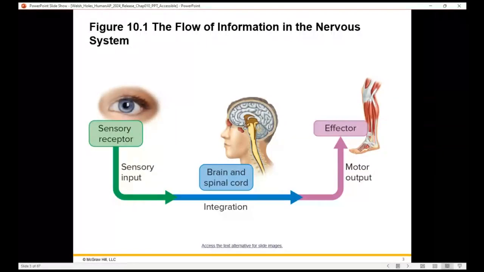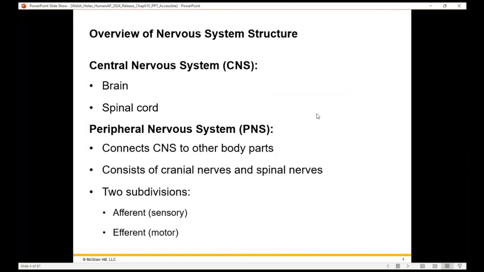This shows the flow of information in the nervous system from sensory input to the brain and spinal cord for integration, and then motor output to what we call the effector, which is the thing that does something. We divide the nervous system into the central and peripheral nervous system to begin with. The central nervous system includes the brain and spinal cord. The peripheral nervous system includes all of the other nerves, basically cranial nerves and spinal nerves. So it connects the central nervous system to the other body parts. And there are two subdivisions, the afferent, also called the sensory, and the efferent, which is the motor.